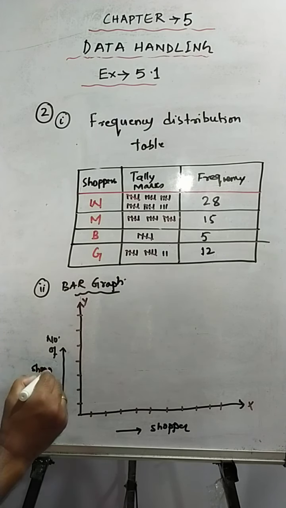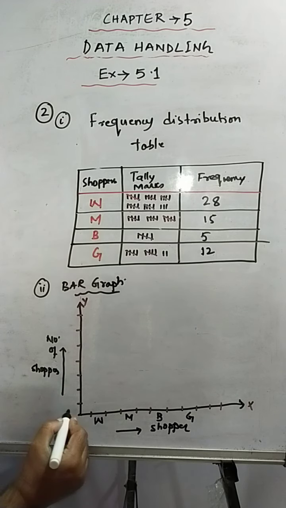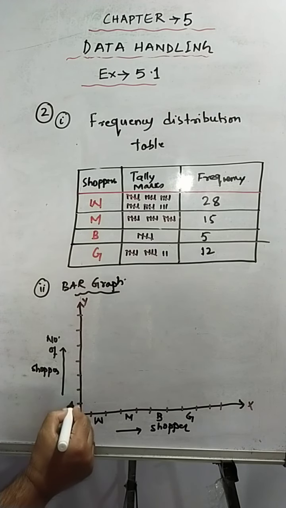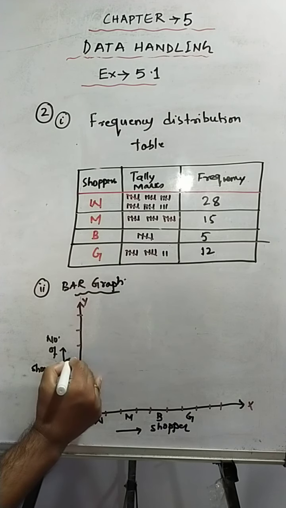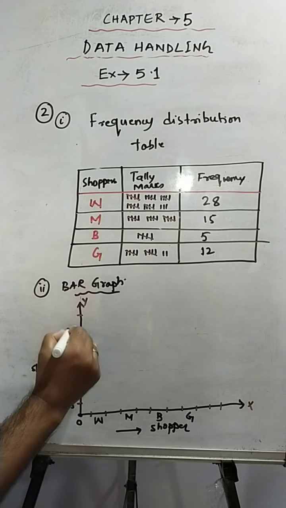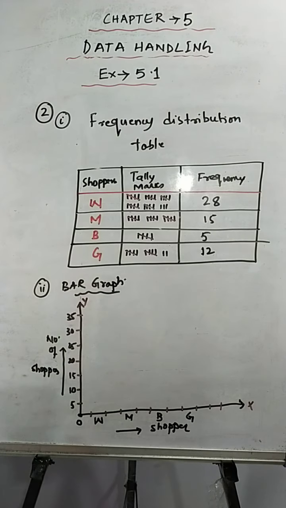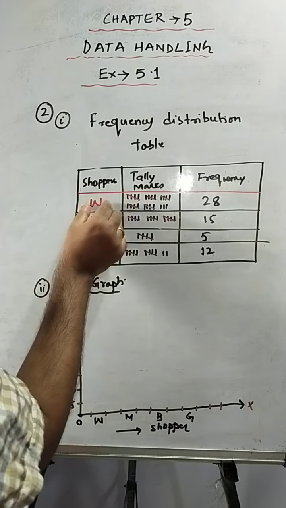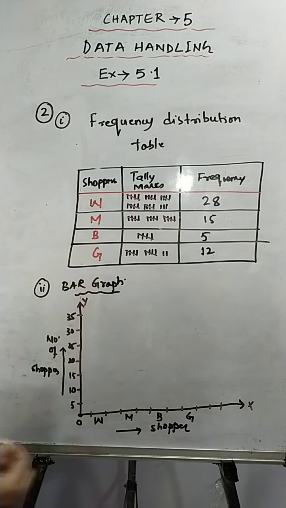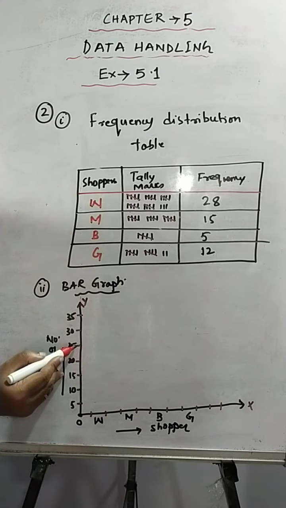Now what is the maximum number out here? 28. So we have to divide these scales. That is, this will be considered as 0, 5, 10, 15, 20, 25, 30, 35. Okay. So how many women are there? 28 women are there. So how to represent it? You see, in between 25 and 30, 28 will lie, isn't it? So in between 25 and 30, there will be 4 lines. After 25, the first line will be considered as 26, then 27, then 28. So the third line represents 28.